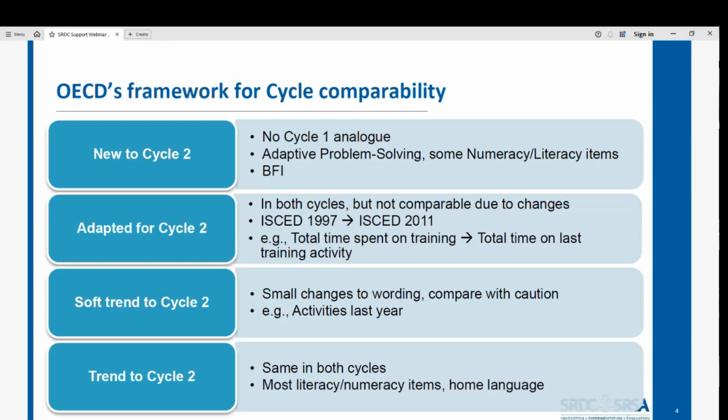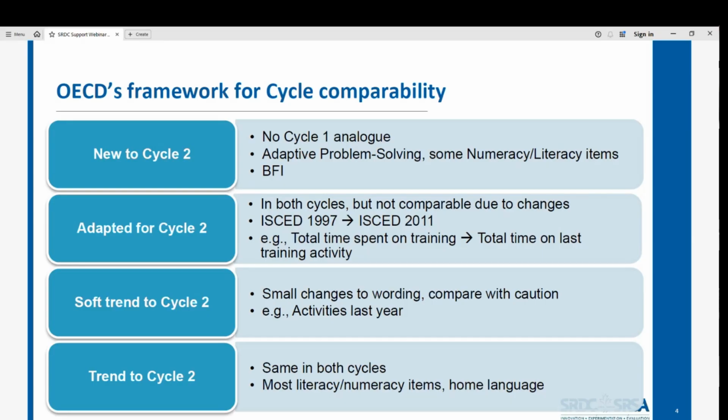And then there are ones that are probably comparable. It's probably safe, but there are enough changes that you should at least keep them in mind. These are small changes to wording or the prompt that's used. It probably shouldn't affect comparability, but it's worth keeping in mind in case you have a strange or unexpected result. For instance, with the activities last year question, they just changed the prompt to be a bit clearer in some cases.